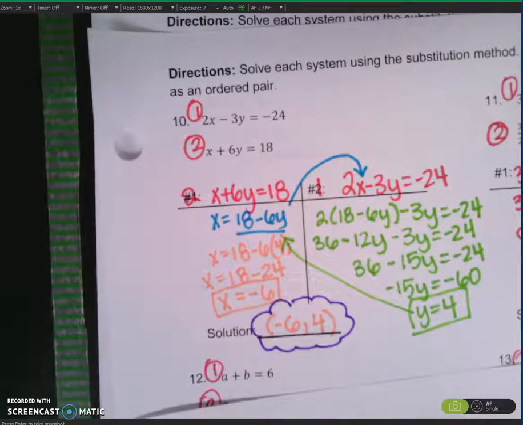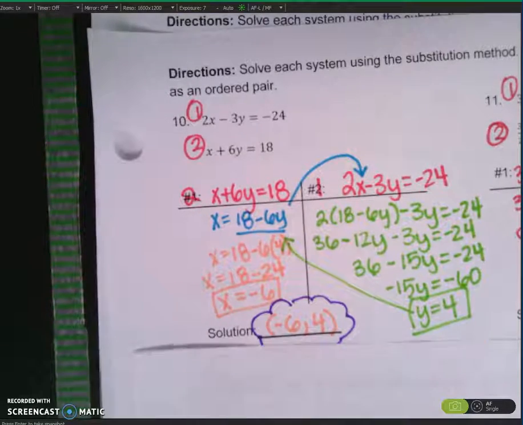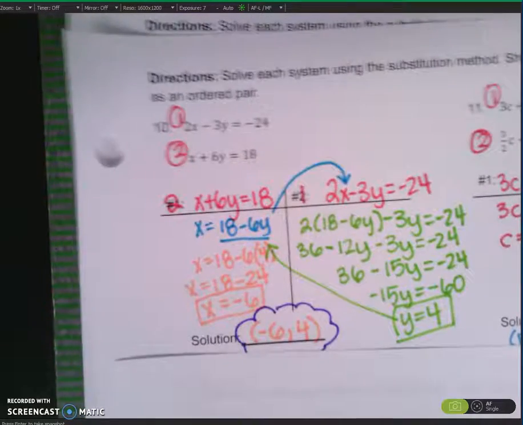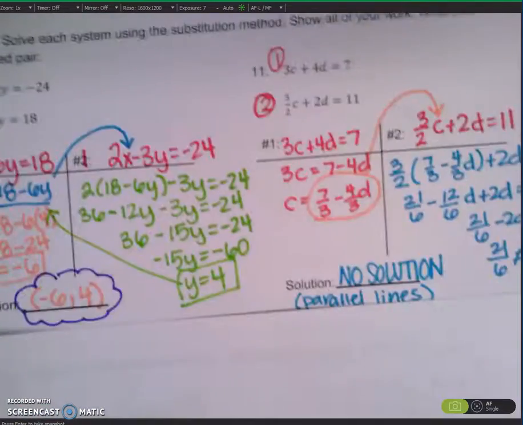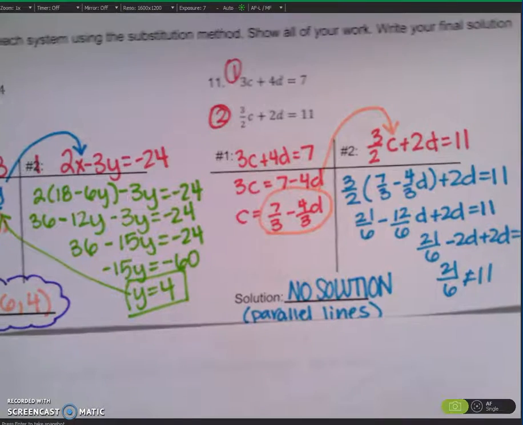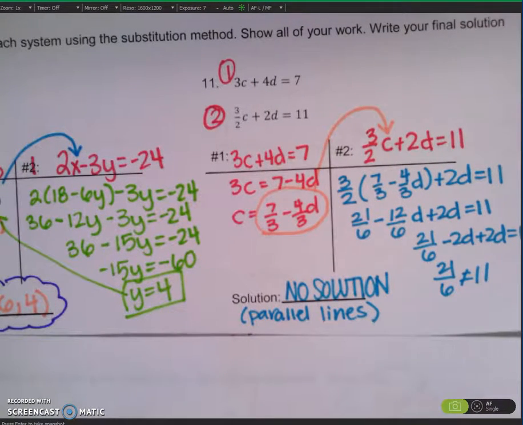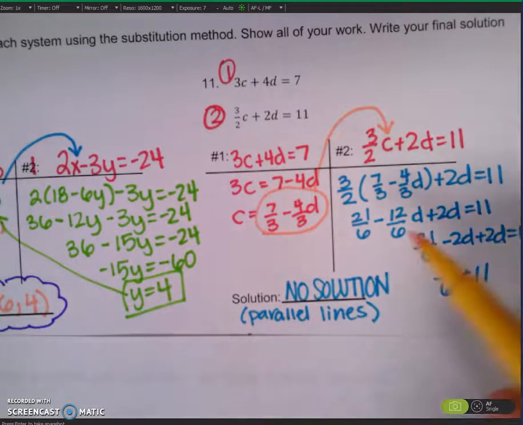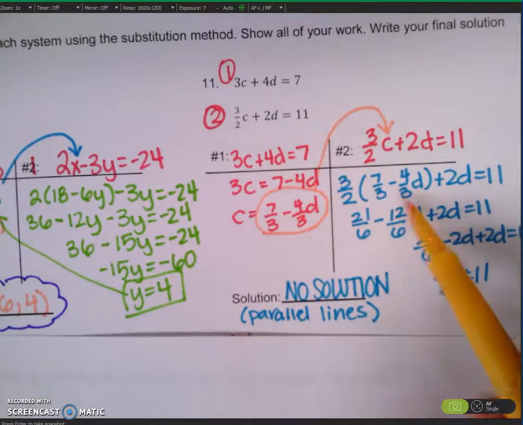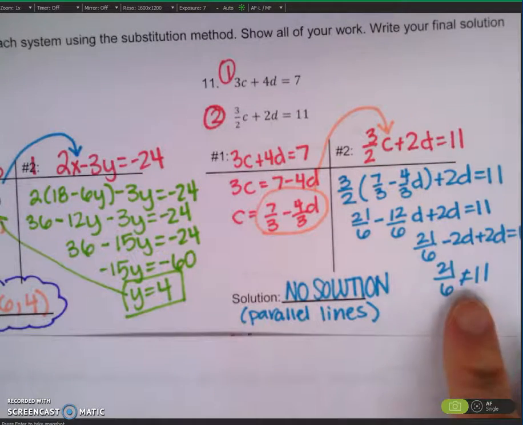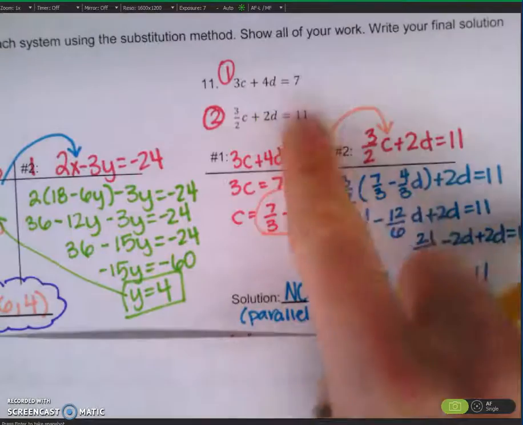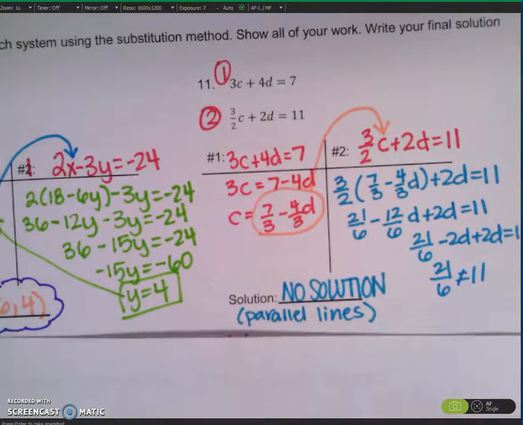Let's take a look at number 11. When you look at number 11, what kind of system did you have? You end up having two equations that are parallel. There's no solution in 11. Give yourself a pat on the back if you got that one right. We had some tricky fractions in there. But when we do all the substitution, and you can always fraction bust if you want, you end up with a false statement.